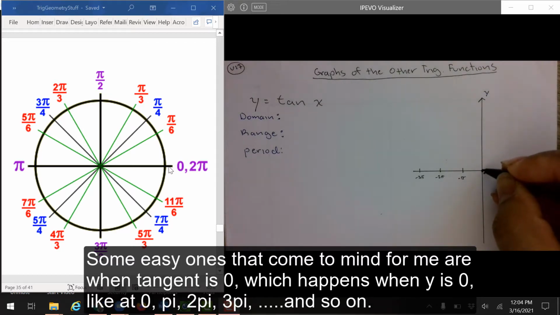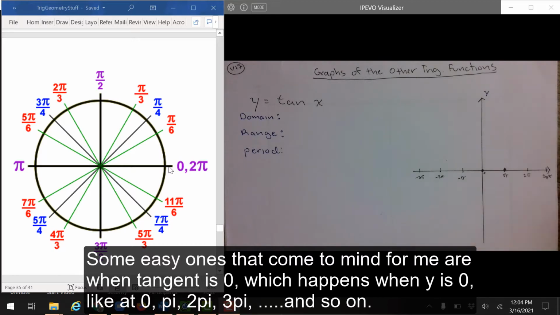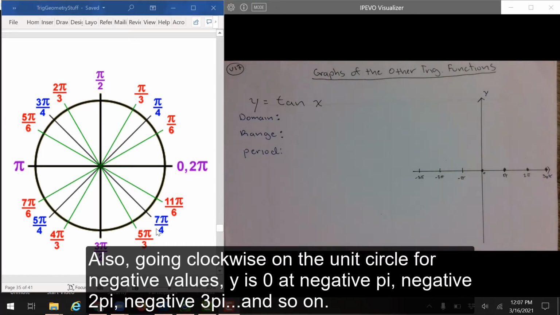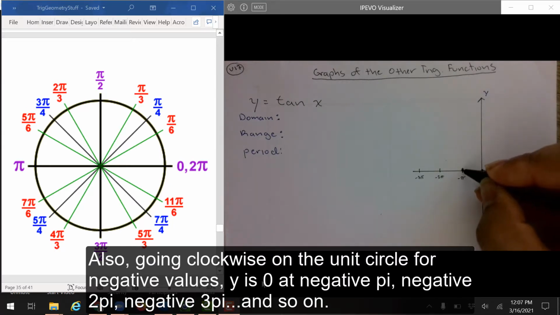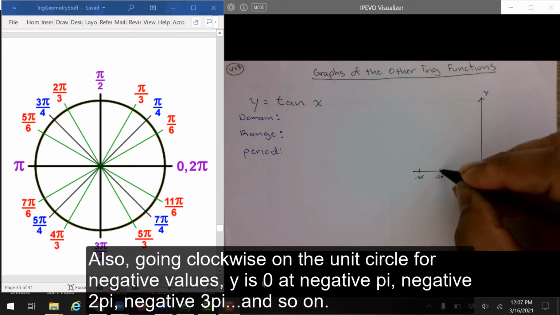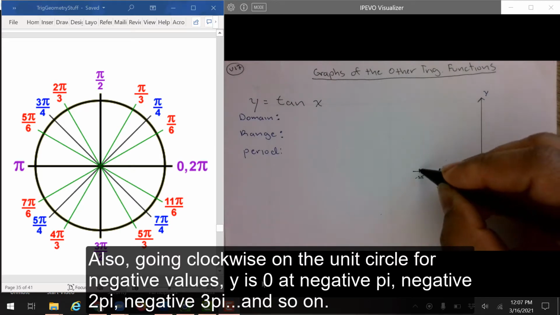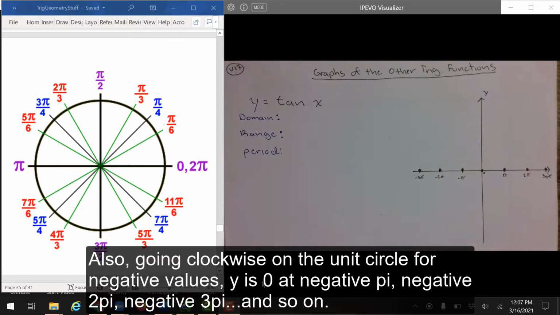Some easy ones that come to mind for me are when tangent is 0, which happens when y is 0, like at 0, pi, 2 pi, 3 pi, and so on. Also, going clockwise on the unit circle for negative values, y is 0 at negative pi, negative 2 pi, negative 3 pi, and so on.